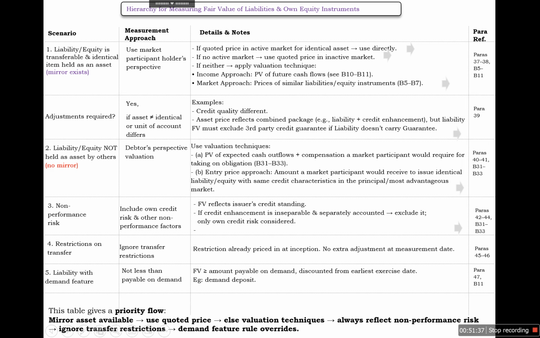So here, if we check the priority flow: first, if a mirror asset is available, we need to check for the quoted price, else we need to check for the valuation techniques, and we need to always reflect the non-performance risk, ignore the transfer restrictions, and look at the demand features rules.